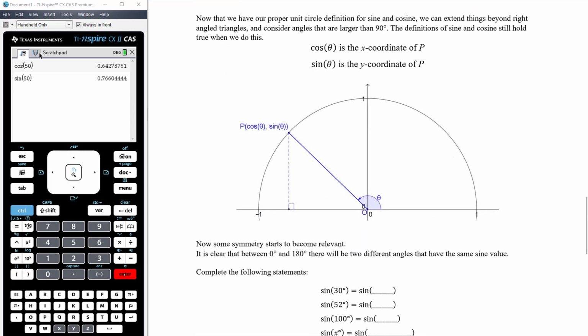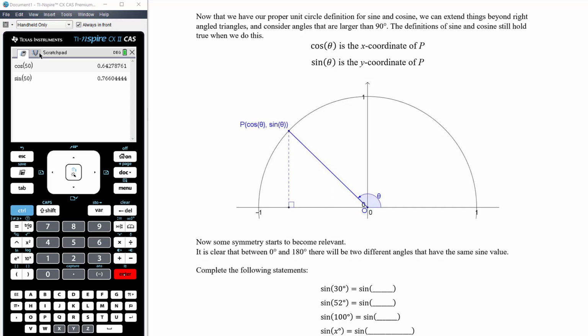Okay, so now that we have our proper unit circle definition for sine and cosine, cosine being the x-coordinate of a point on the circumference of the unit circle, and sine theta being the y-coordinate of the point on the circumference of the unit circle, we can start to move around from the first quadrant into the second quadrant, where the angles are between 90 degrees and 180 degrees. So we're now moving past the 90-degree point, so this angle theta is now an obtuse angle.